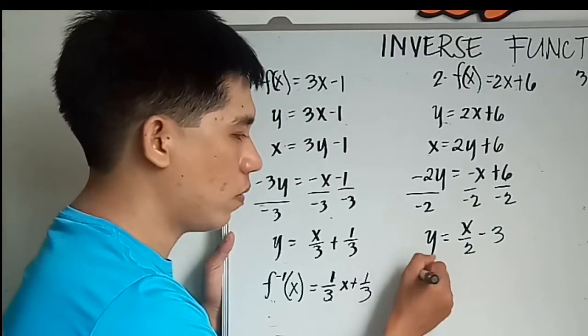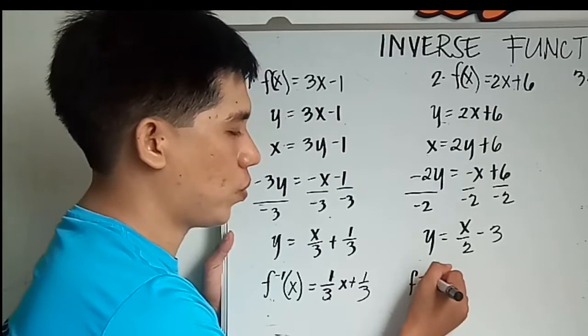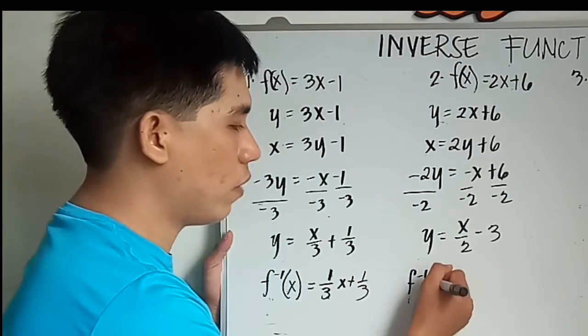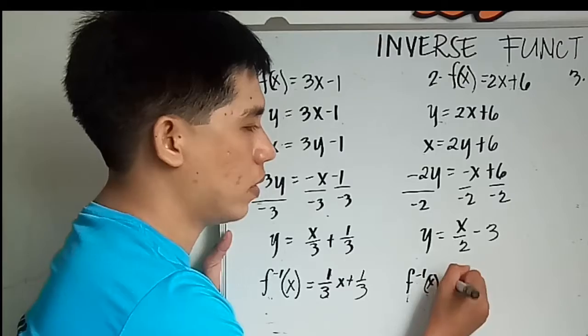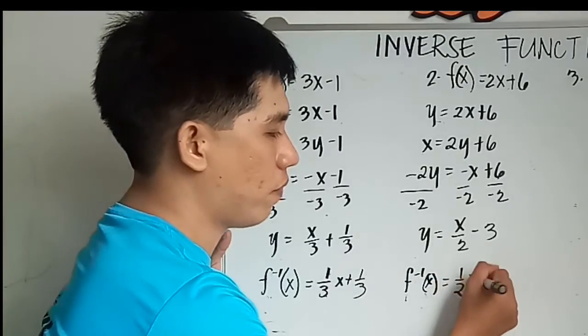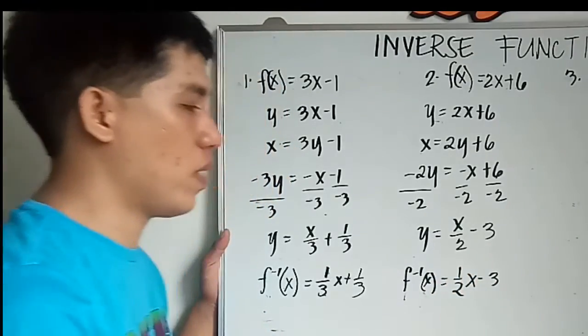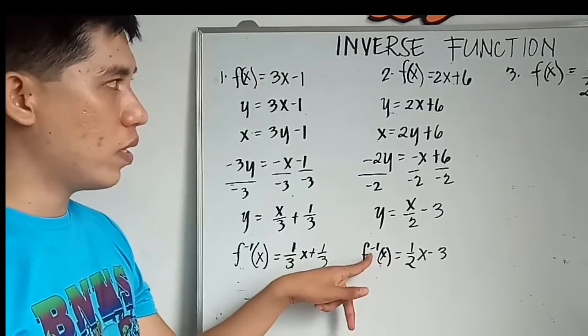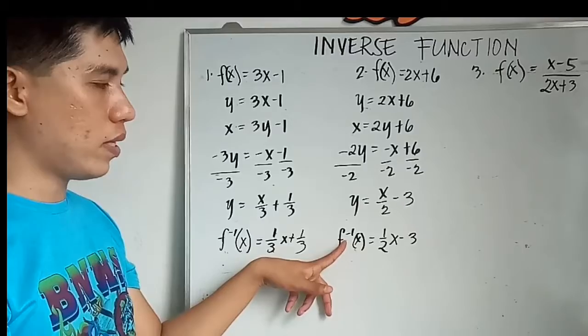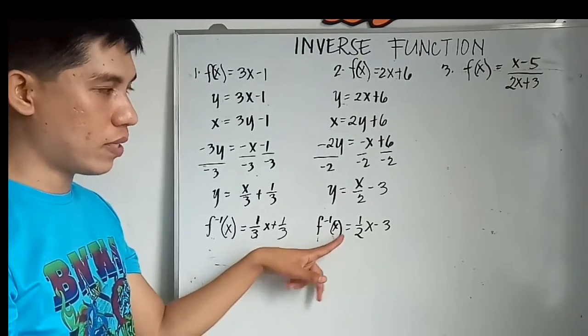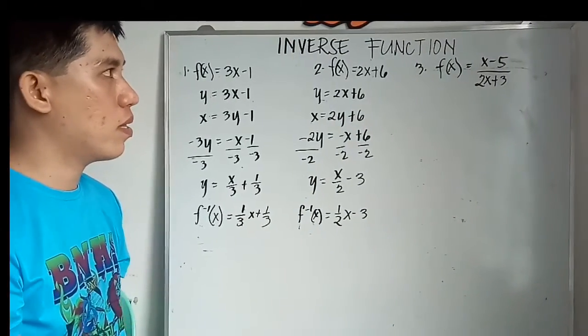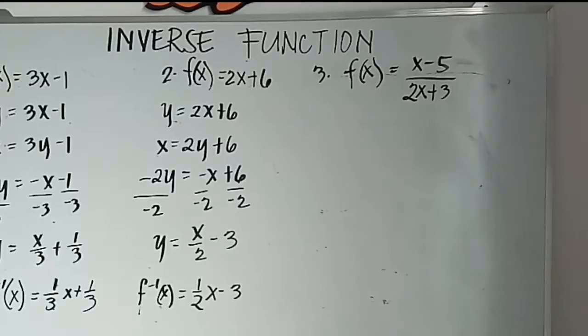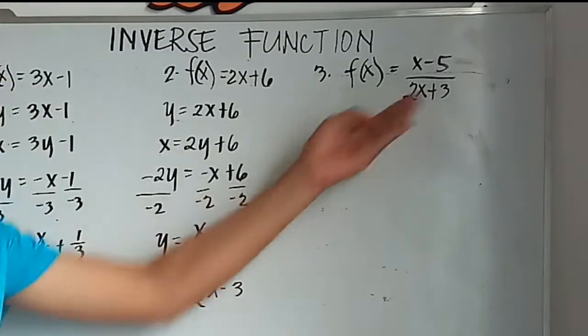So here, this is the inverse. f inverse of x is equal to 1/2 x minus 3. So take note, this is the notation for inverse. If this is the function, the inverse is f inverse of x equal to 1/2 x minus 3. For number 3, we have here a rational function.